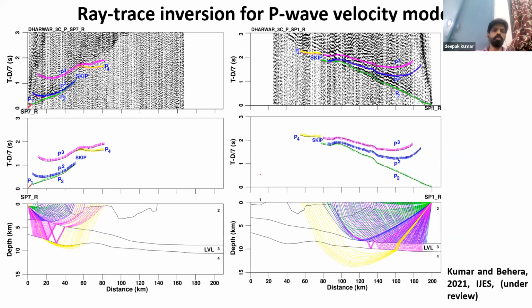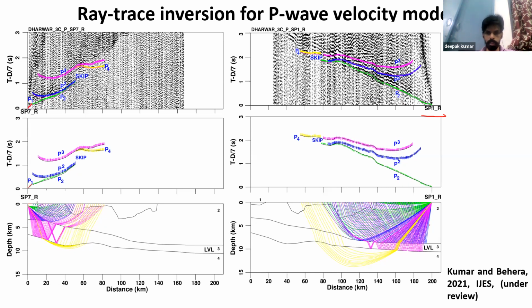Okay, so what we did was we first modeled the data for the shallow portion, and then we move to the deeper portion. So you can see here, this is for short point 1. That was the example I showed for short point 2, but this is for short point 1.